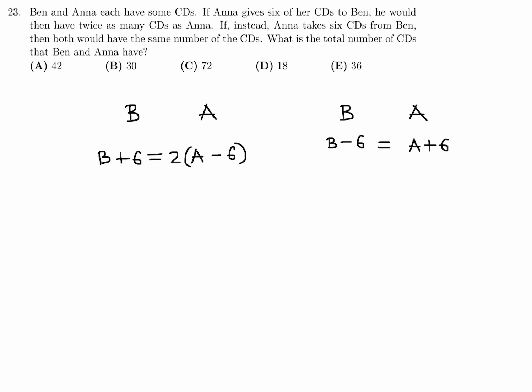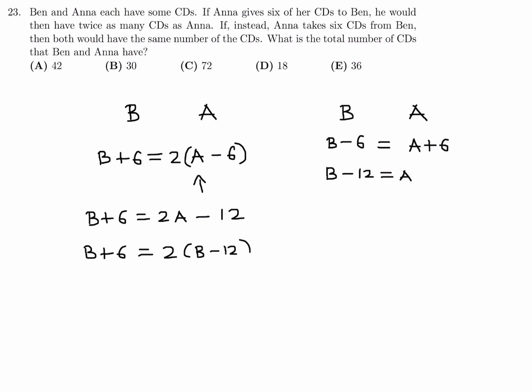All right, well, any way you'd like to do this is fine. I'm just going to do this the following way. Isolate for a, so that becomes b minus 12, and then substitute that over here. So this becomes b plus 6 is equal to 2a, and A is b minus 12. So this becomes b plus 6 is equal to 2b minus 24 minus 12.